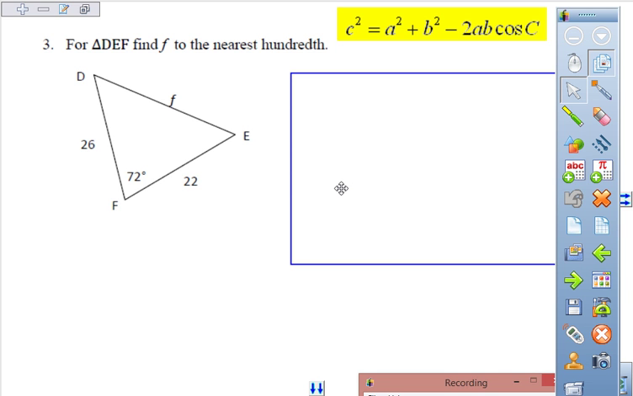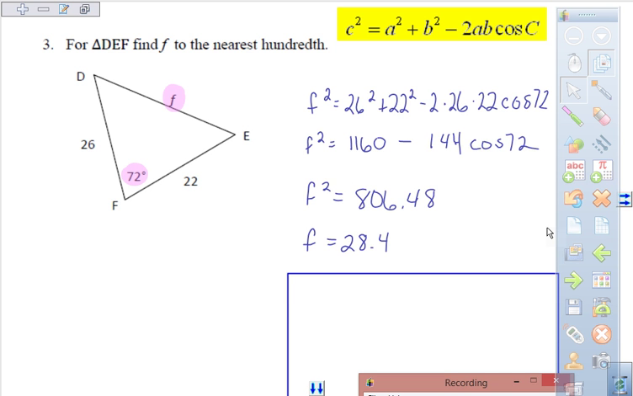Try this question completely on your own. Go all the way to an answer. Pause the video till students are ready for the answer. Here is the solution. And remember, 26 and 22 could be switched around in order. You should still be getting the 1160 and the 144.